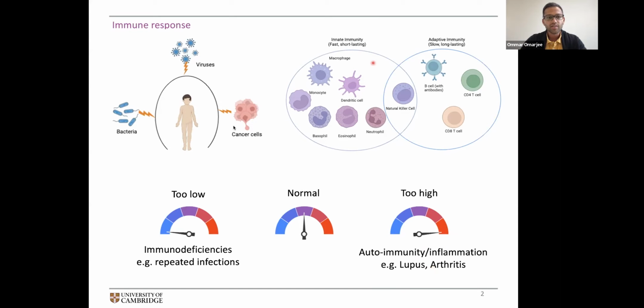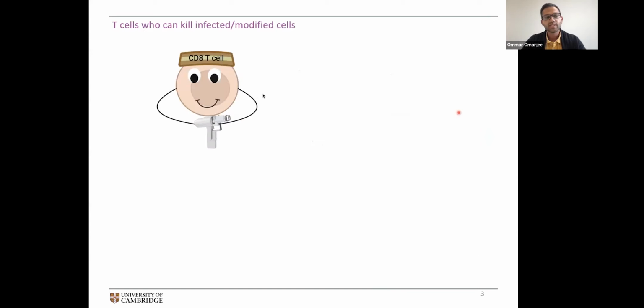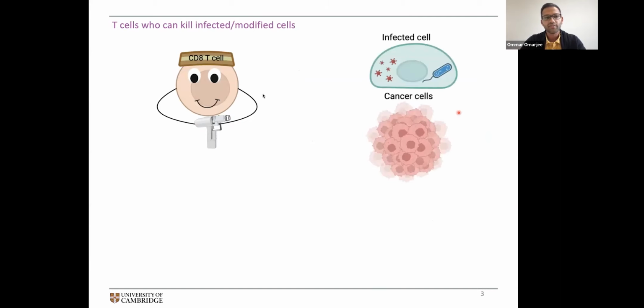Now, within this arsenal of different cells, I am currently working on CD8 T cells. So what is a CD8 T cell? It is basically a cell that can kill infected or modified cells. For example, it is very effective against infected cells where pathogens are hiding inside the cell, for example, viruses or intracellular bacteria. And it can also fight against host cells, so our own body cells that have become different, that have changed from their normal route, for example, cancer cells.